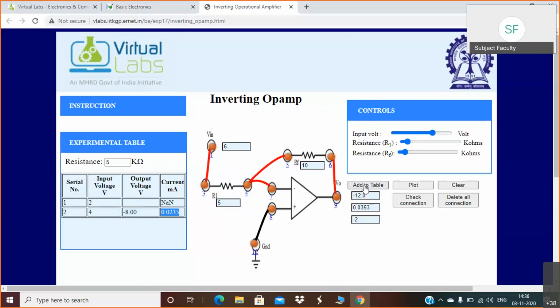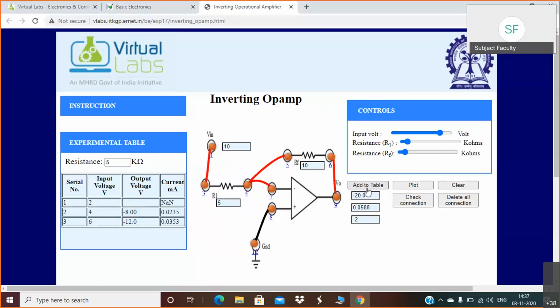So what you have to do is go to add to table. This reading will be automatically saved to the table. You can observe this is your third: when input is 6 volt, your output is minus 12 volt. Again you can vary this input. Suppose my input is 10 volt. So what should be my output when input is 10 volt? Anyone? Minus 20, right?